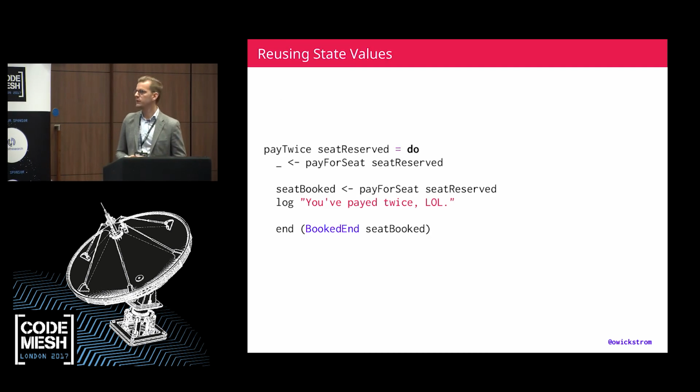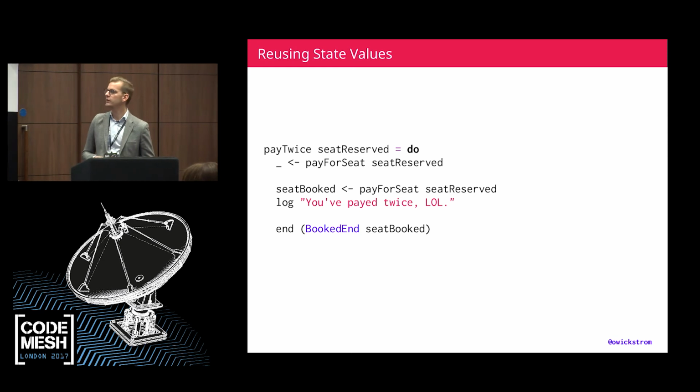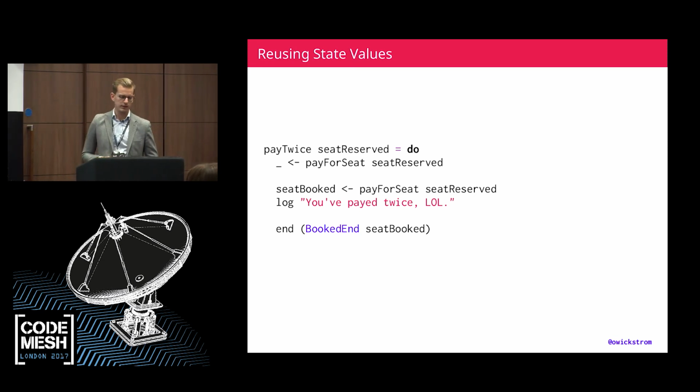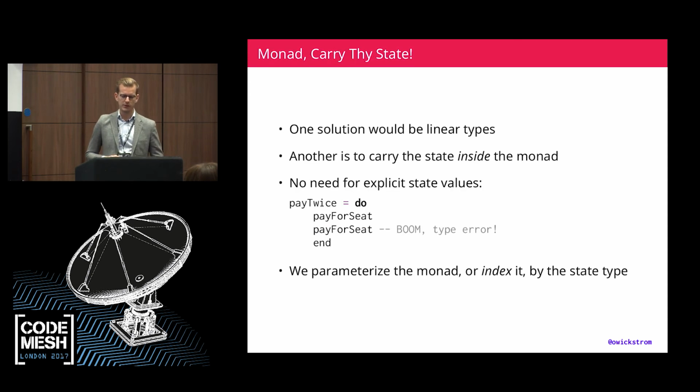So an example of reusing state values would be this. Here we first pay for the seat and charge some money, and then we discard that resulting state. Then we pay again, taunt the user a bit, and end the booking. And this is probably not in our business model, and wouldn't it be good if the compiler would be angry at this point? So one solution here would be to use something like linear types to ensure that a state value is used exactly once. But we won't be talking about linear types today.